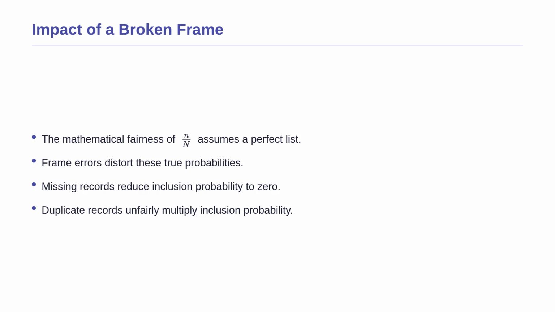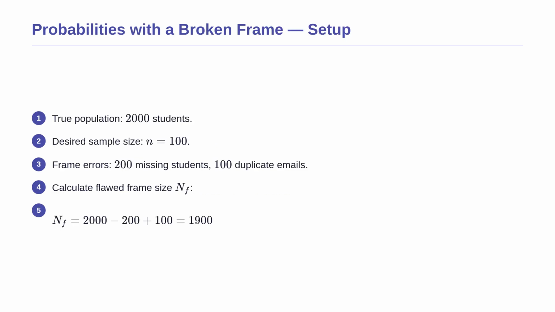Missing records will drop a person's chance of selection to absolute zero, silencing them completely. Meanwhile, duplicate records will unfairly multiply a person's chances, giving them a louder voice than others. This completely destroys the integrity of the entire survey, making the results untrustworthy. Before we move on, let us see this distortion with a concrete example.